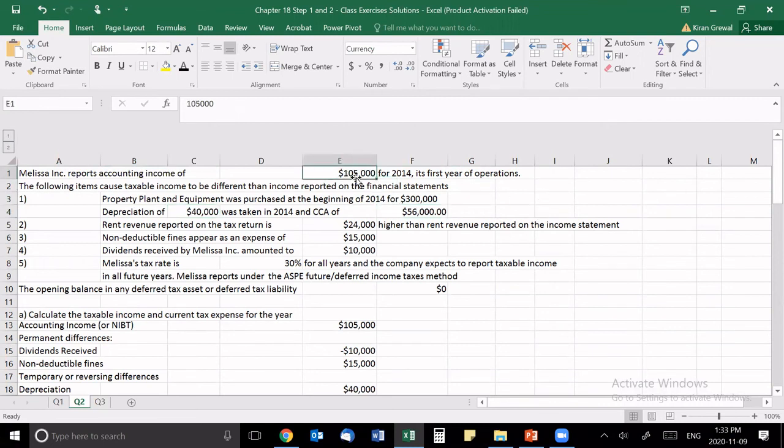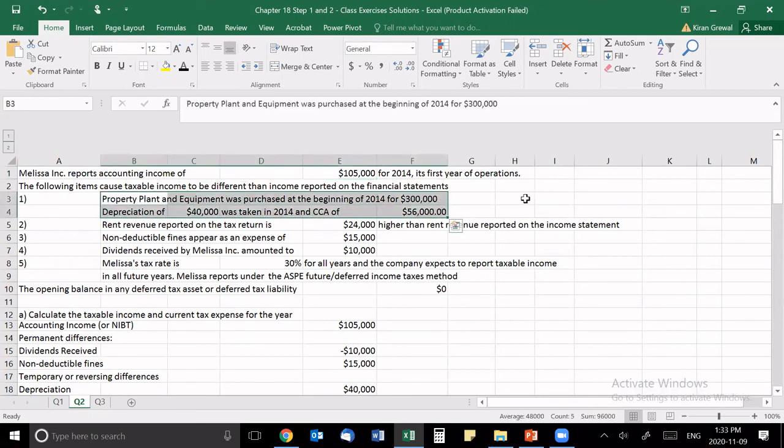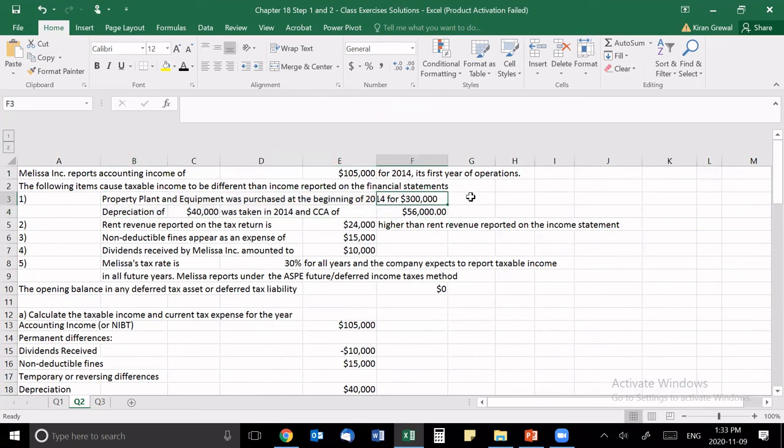So we know we have to start with accounting income, right? So that's your starting point. We have this difference, and this is when you're looking at whether it's a temporary difference or a permanent difference. We know that this is a temporary difference because eventually the $300,000 will go down to 0 for both tax and accounting. So we have to add back our depreciation, deduct our CCA.